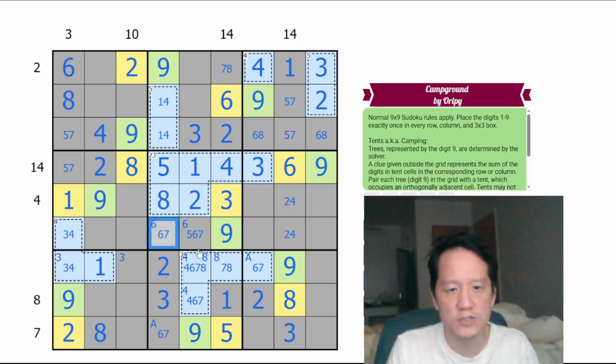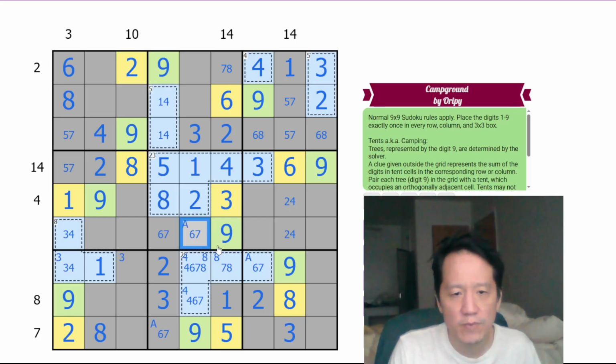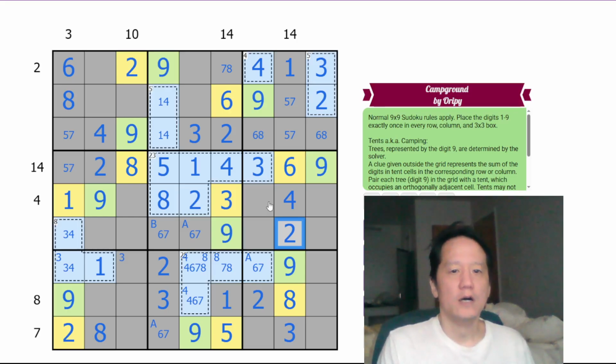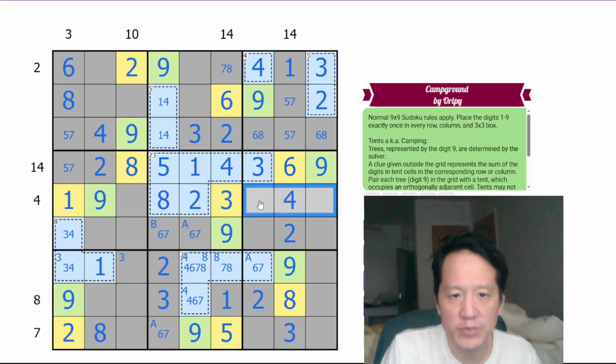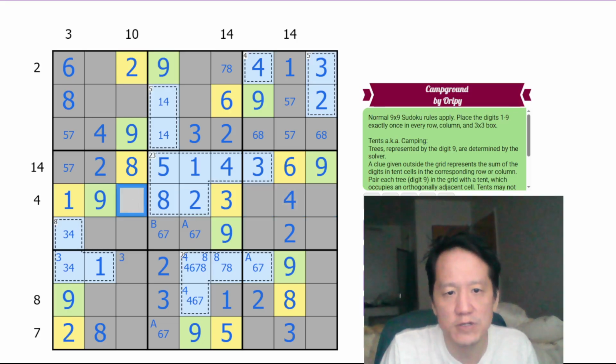This is 6 or 7, and this is 6 or 7, but we're not sure which is which. This has to be the A, and I guess we'll label this B then. So this is 8. This can't be 2 because of this 2, so this must be a 4, which makes that a 2. Remaining digits in row 5 are 5, 6, and 7. But 6 cannot be either of these digits, so this must be a 6, which makes this a 5, 7 pair here. Oops. A 5, 7 pair.